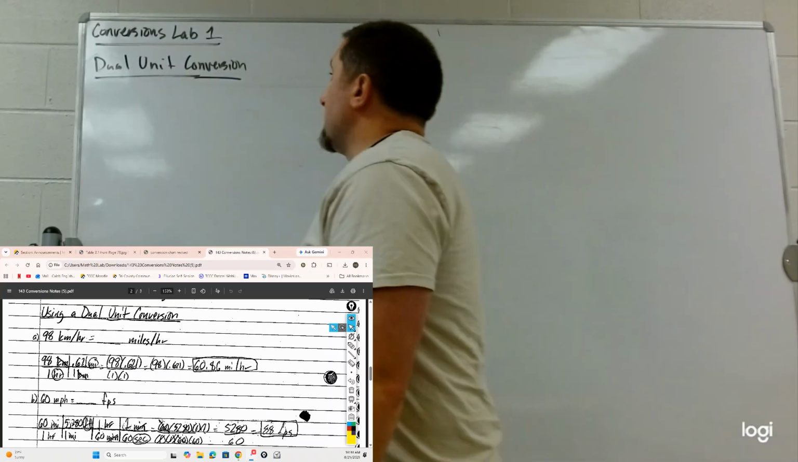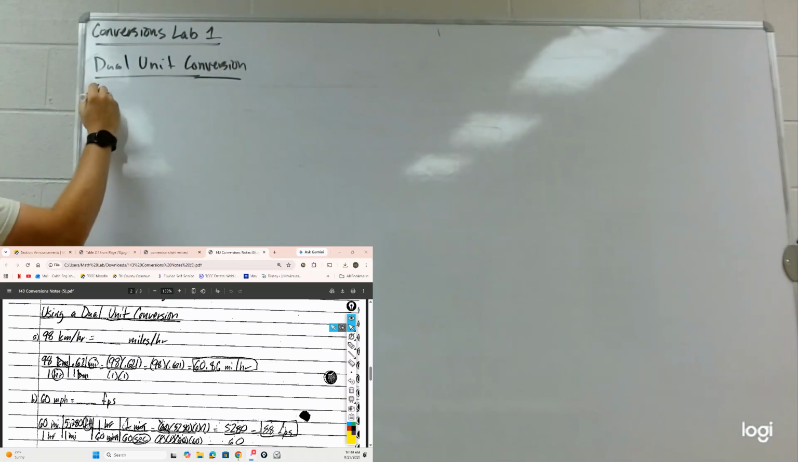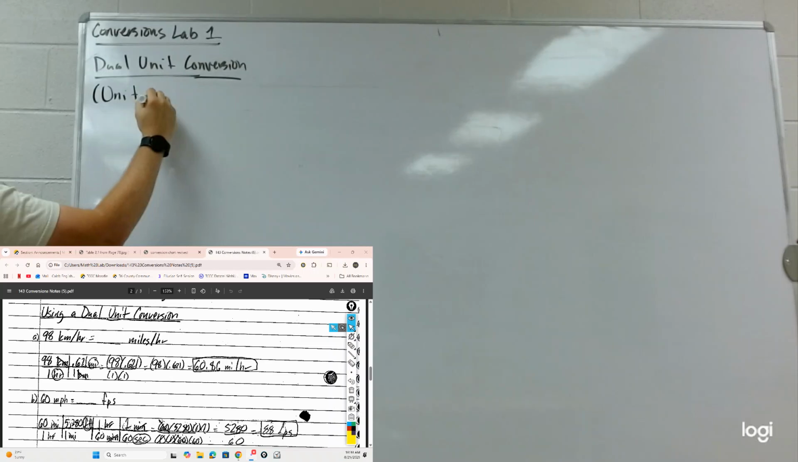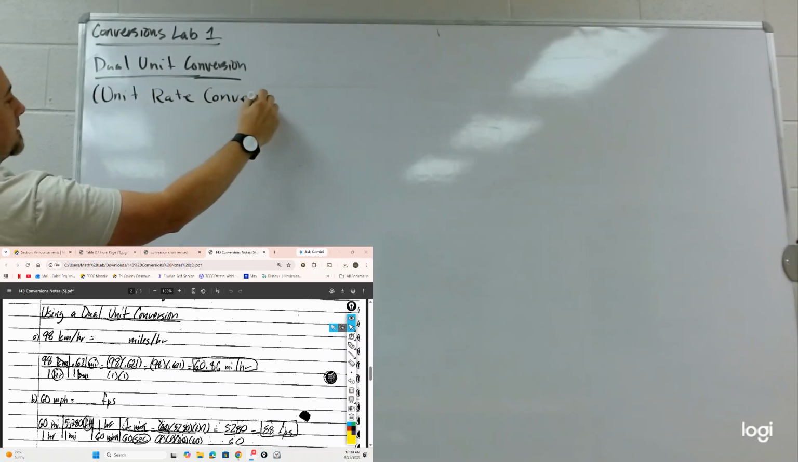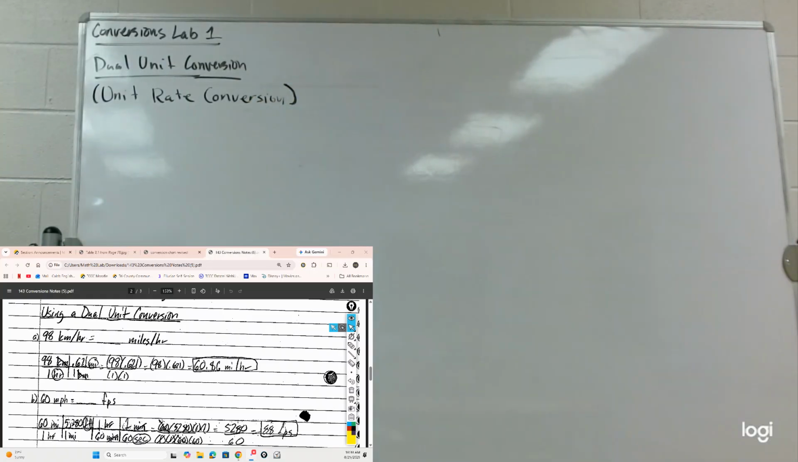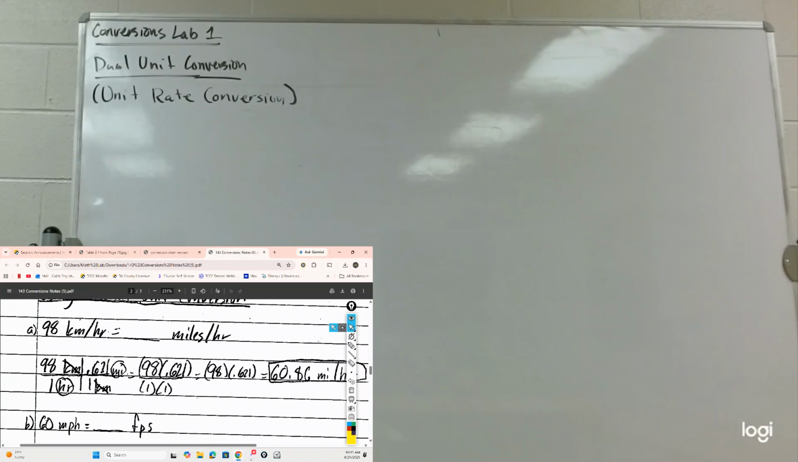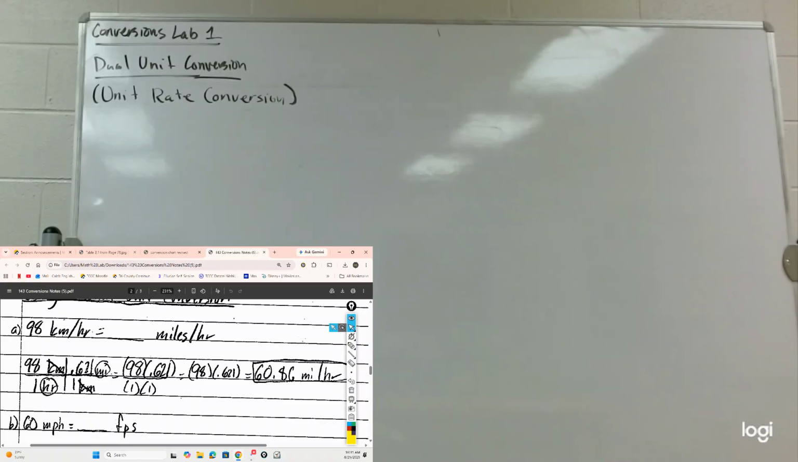So a dual unit conversion is also something we can refer to as a unit rate conversion. And that'll help introduce us to unit rates. We'll talk more about that in a minute, because there are some questions about that on the quizzes as well. All right, so a unit rate conversion, the way that it works, is when you have a top and bottom unit that you have to take care of.